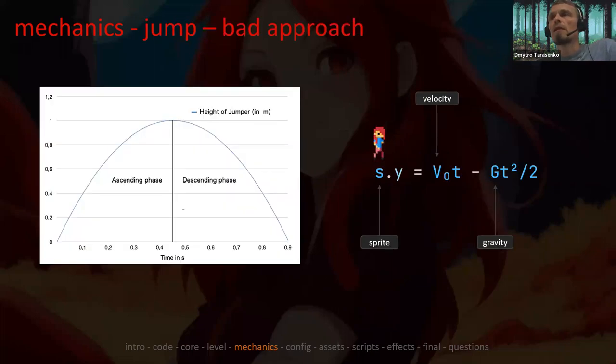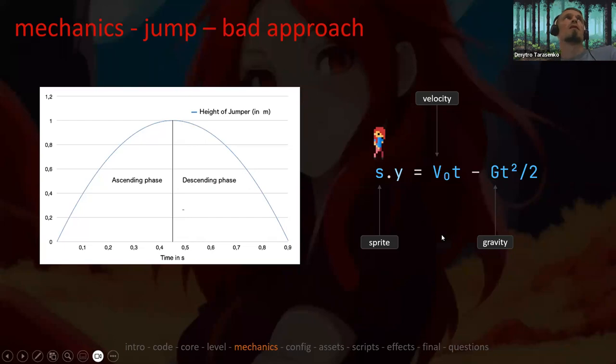Yeah, let's explain the jumping. Here is a small trajectory of the jumping. Let's imagine you're pressing the jump button and you're pressing the right button. In this case, the trajectory of your character would be like this. This is an ascending phase, this is a descending phase. If you're pressing just jump, the trajectory would be like this, up and down. So this is it.